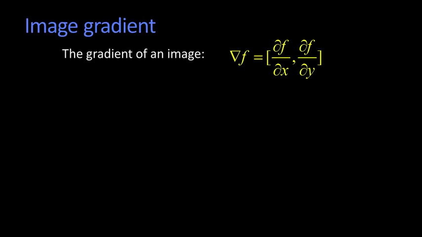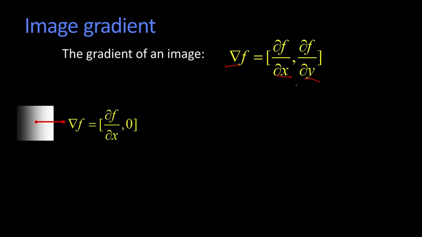So let's take a look at this for images. I'm going to write this as the gradient of an image, and this is the operator that I'm going to use to show the gradient. In an image, it's just a two-vector made up of the partial of f with respect to x, the gradient of the image in the x direction, and the partial of f with respect to y. Here's an image, and as you can see, it's only changing in the x direction. So its gradient would be whatever the change is in the x direction and 0 in the y direction.